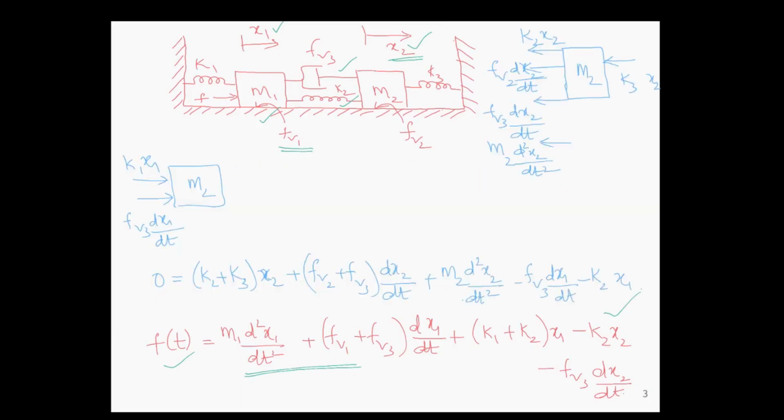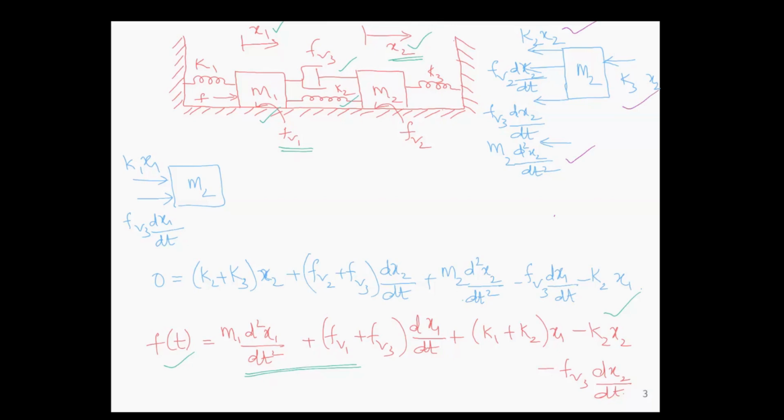We'll move on to the second free body diagram corresponding to the mass M2. The displacement corresponding to mass M2 is x2. So due to the spring K2, we have a force K2 x2 which will oppose the force applied, and FV2 dx2 by dt, FV3 dx2 by dt, M2 d square x2 by dt square that is due to the mass M2, and due to the spring constant K3, K3 x2.